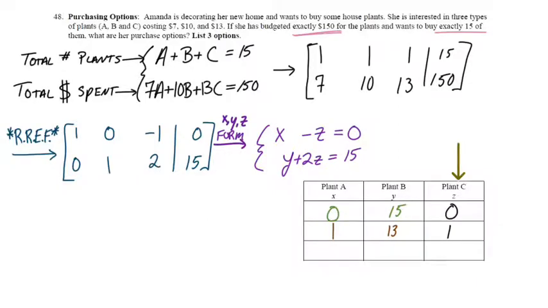Okay, one more number to plug in for Z. We've done 0, we've done 1. How about 2? If you plug a 2 in for Z in the bottom equation, we get Y plus 4 equals 15. You subtract 4 from both sides, we get 11. So that's 11 for plant B here. And then if you put 2 in the top equation, let's see, X minus 2 equals 0. Add 2 to both sides. That's 2 for X. So there you go. That is our third and final outcome for Amanda here, buying houseplants.